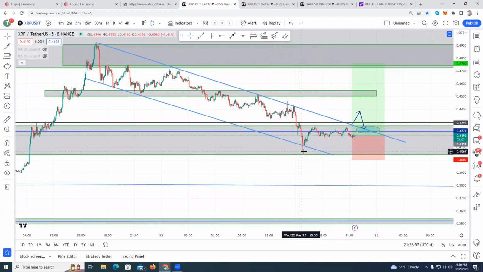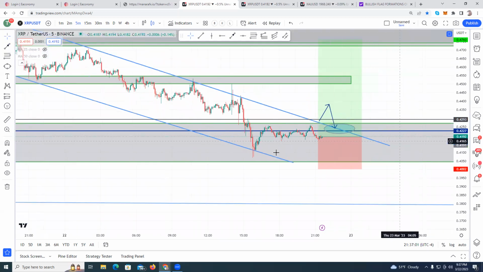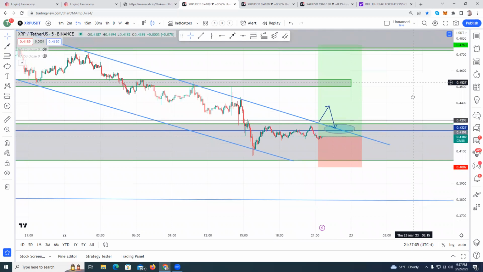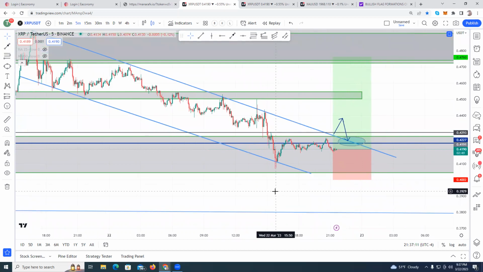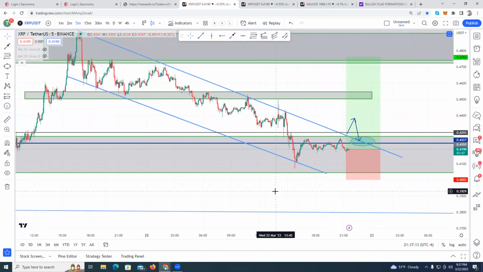If this is going to be our new low, a higher low, then we should start seeing price increase over the course of the next few hours. But this is my analysis, guys. I hope this makes sense.